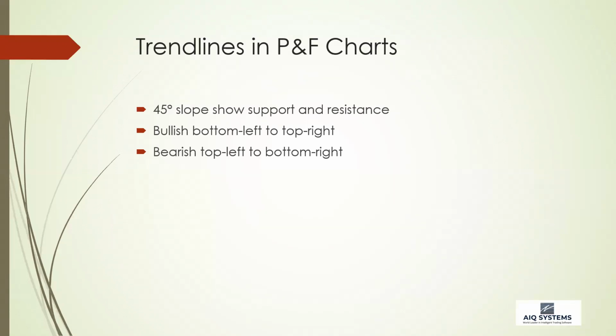So when you see the point and figure chart bullish, it's bottom left to top right, so it's ascending. If you think about it, the columns of X's are getting higher and higher, whereas the columns of O's could be whatever they're doing, they're certainly not getting lower and lower, because the trend tends to be up. And the same on the bearish side. If the columns of O's are getting lower and lower, then that's bearish, and that's a useful support and resistance methodology using point and figure.